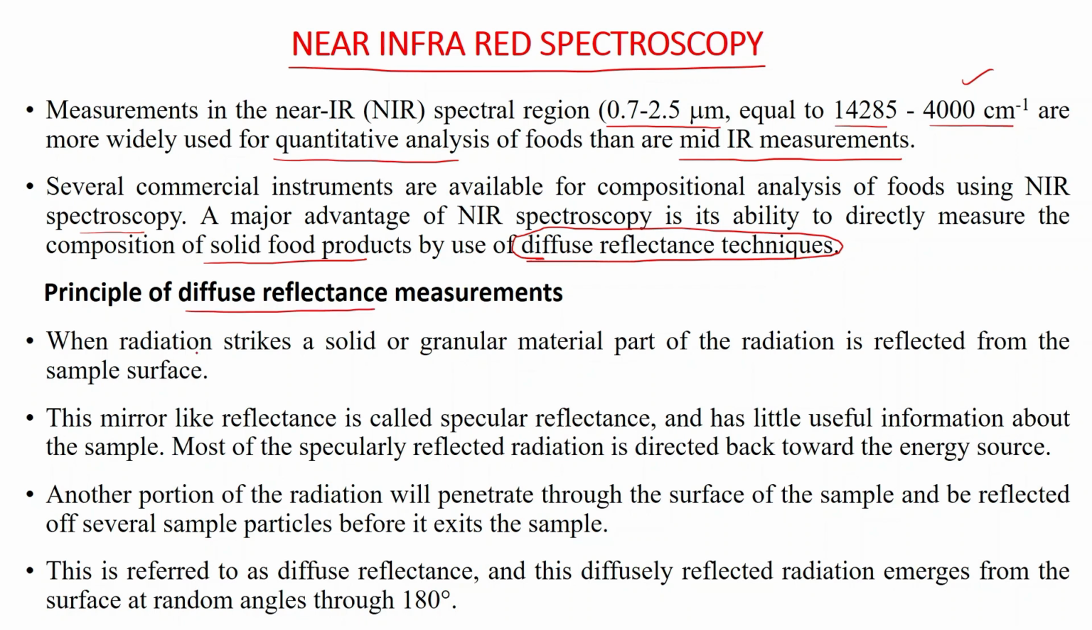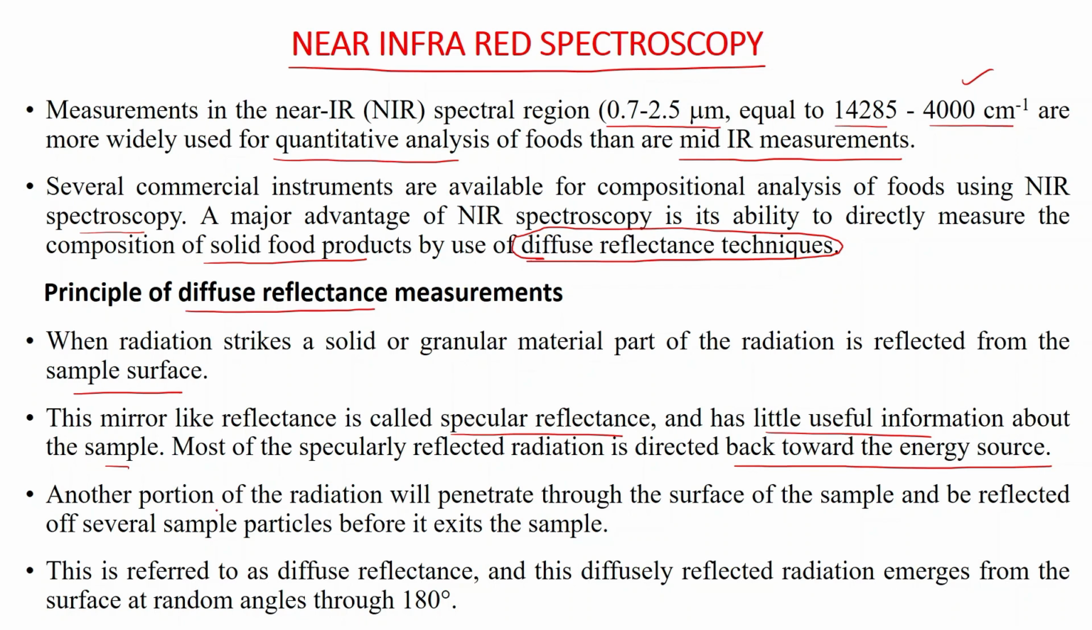When radiation strikes a solid or granular material, part of the radiation is reflected from the sample surface. This mirror-like reflectance is called specular reflectance and has little useful information about the sample, and most of the specularly reflected radiation is directed back toward the energy source, so it does not have much information. So it is reflected from the sample surface but having no information.